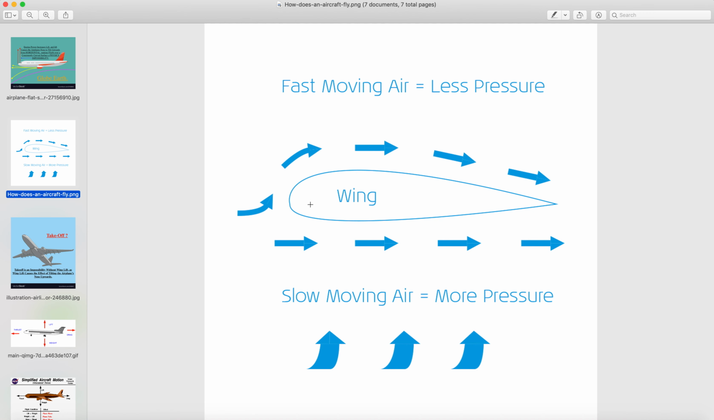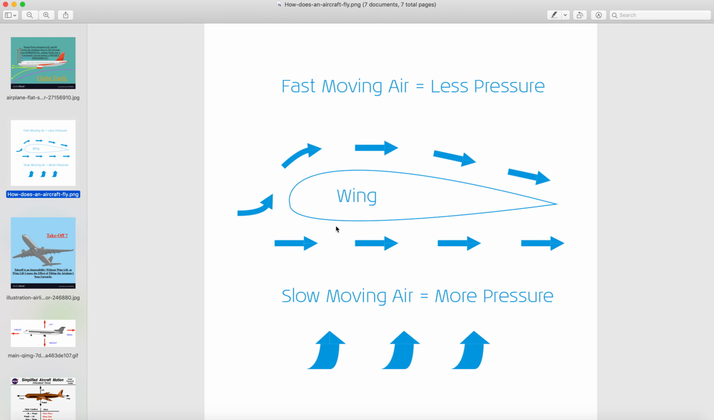Then it comes to the wing. Fast moving air equals less pressure above. Slow moving air equals more pressure below. So what this means is that there is high pressure below and low pressure above. Now, I said that lift was due to entropy.